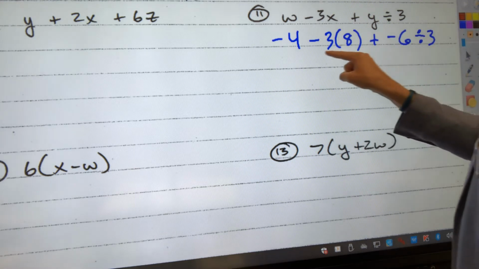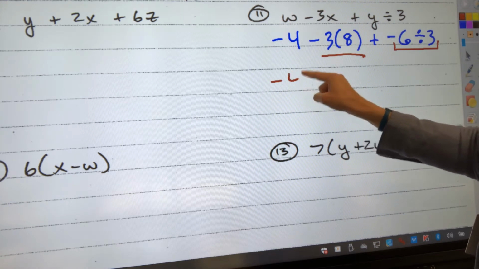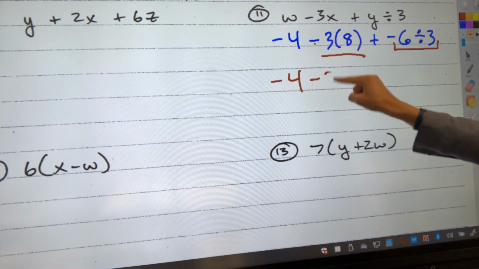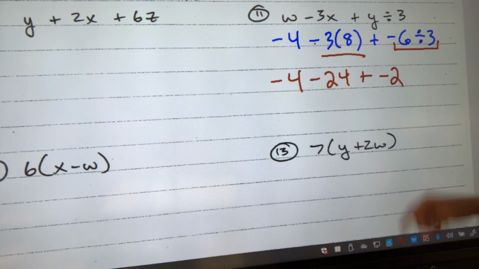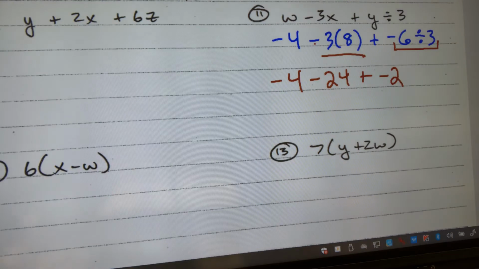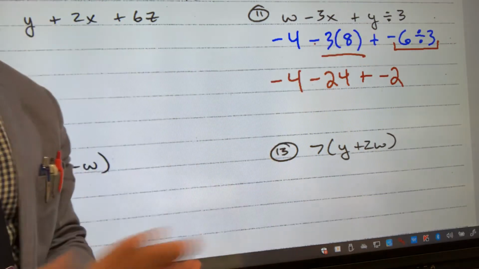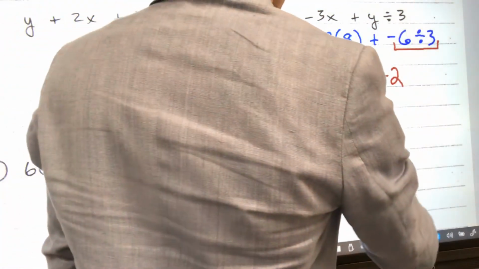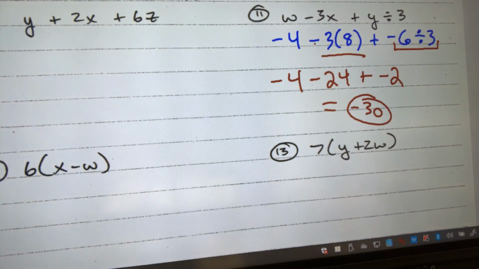So here's what I got. Got multiplication, then I got division. I can do those at the same time. That is a -3 times 8 plus -6 divided by 3 is a -2. All right? Multiplication and division are on the same level. You do those before addition. All right, I think we got -30. We got -30. Order of operations, folks. Follow them and you're going to be in good shape. Let's do 14. Oh man, 14 is easy. But we'll do 14 real quick.